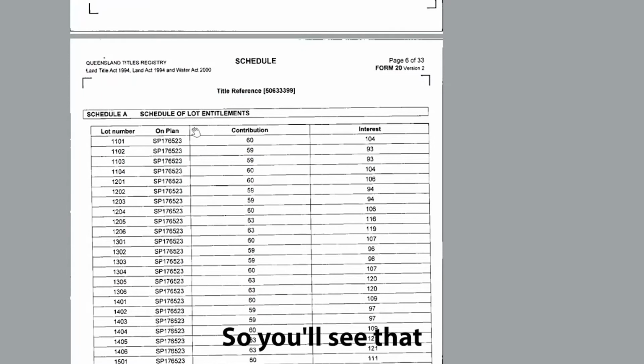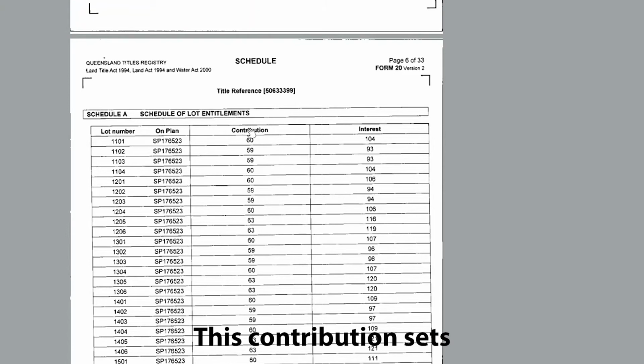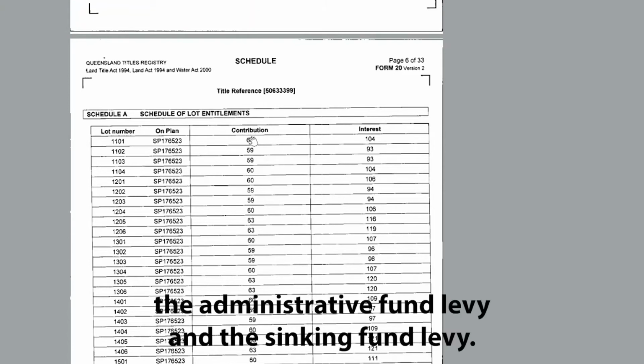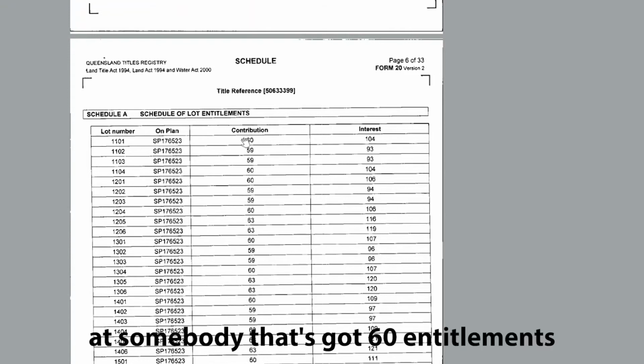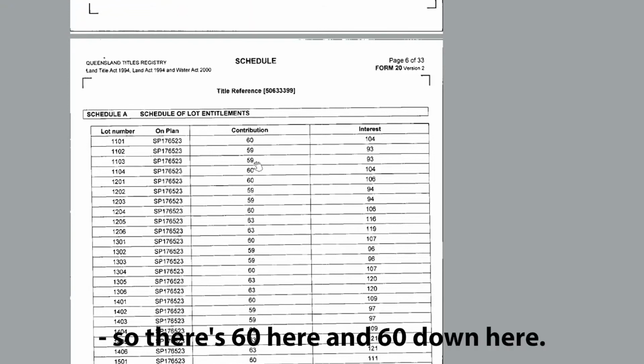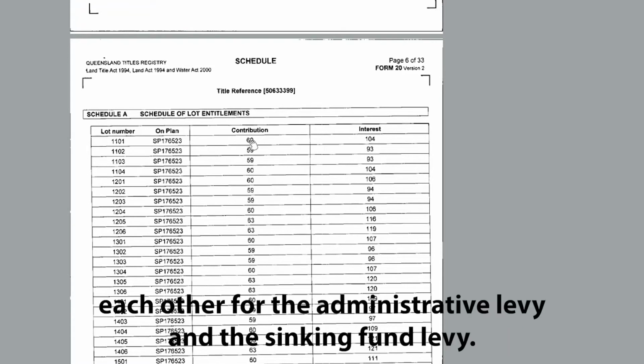So you'll see that each lot has two types: contribution and interest. Contribution is the most important day-to-day. This contribution sets the administrative fund levy and the sinking fund levy. So if we look at somebody that's got 60 entitlements, so there's 60 here and 60 down here, those two people would pay exactly the same levy as each other for the administrative levy and the sinking fund levy.